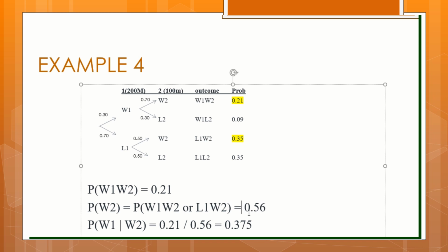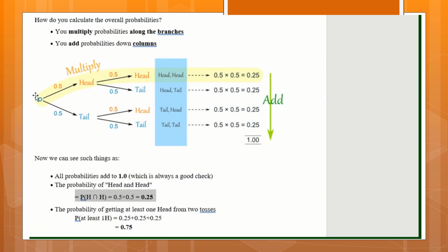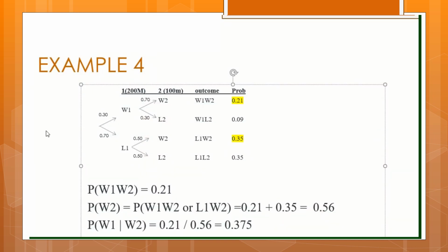So how do you get 0.56? 0.21 plus 0.35 will give you 0.56. So whenever you go downwards with the tree diagram, you always add. From left to right, you multiply. Downwards, you add. Okay? I have gone through this before. This way, multiply. This way, add. We have done it before, okay? In chapter 7. Alright? Next one.